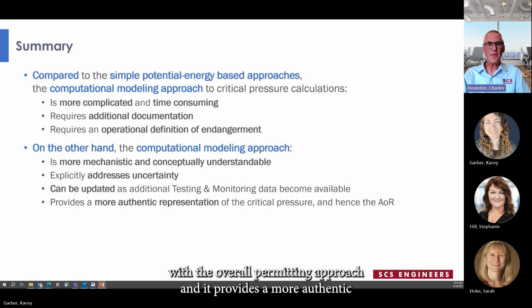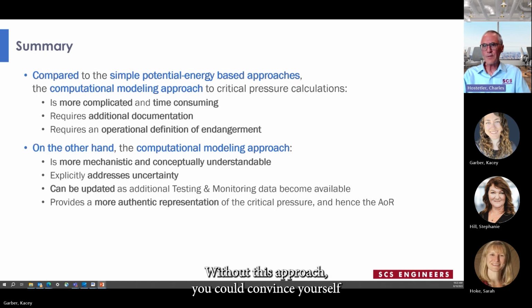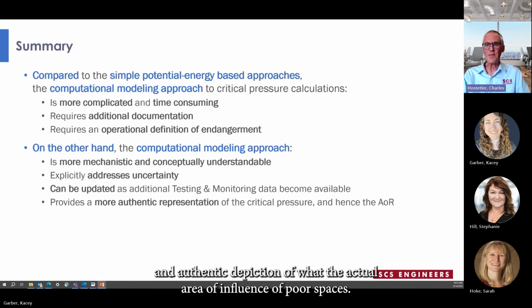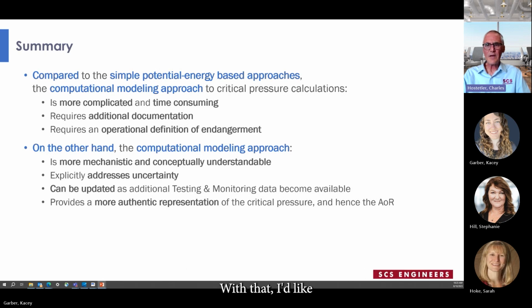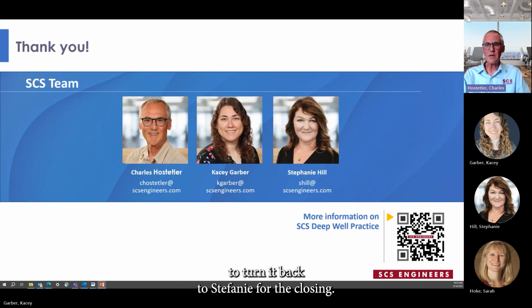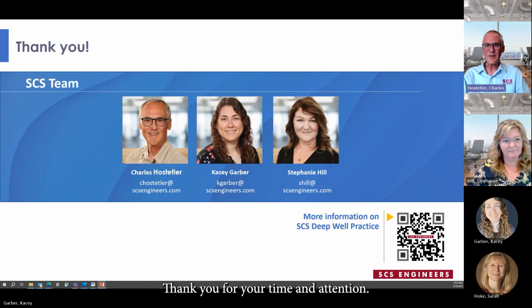And it provides a more authentic representation of the critical pressure and hence the area of review. Without this approach, you could convince yourself, if you don't think about it too carefully, that your area of review might involve 50 or 60 or 100 square miles. And with this approach, you can get a much more representative and authentic depiction of what the actual area of influence of pore space is. With that, I'd like to turn it back to Stephanie for the closing. Thank you for your time and attention.